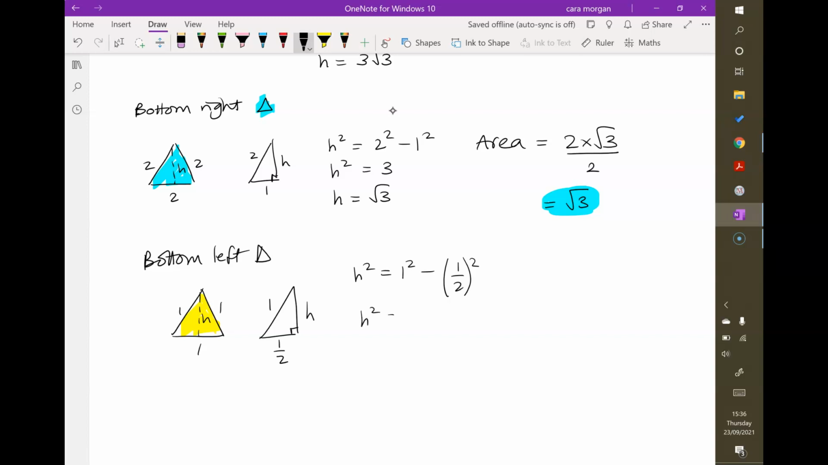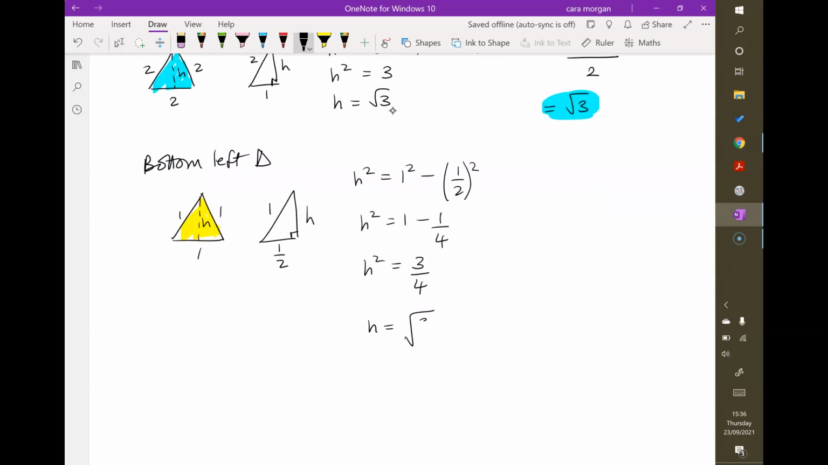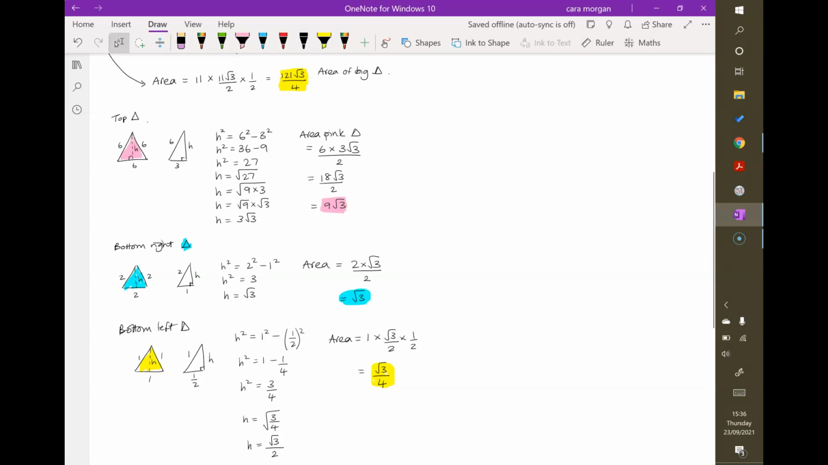Be careful when I'm squaring fractions there. Height squared is 3/4. Okay, that means the height is the square root of 3/4, which is √3/2, because I'm square rooting the 3, square rooting the 4. If you're fluent with square numbers, it really, really helps. Right, now the area of my yellow triangle is base times height divided by 2, or multiplied by 1/2, it's probably easier here, and √3/4. Okay, so I have all of the areas that I need.